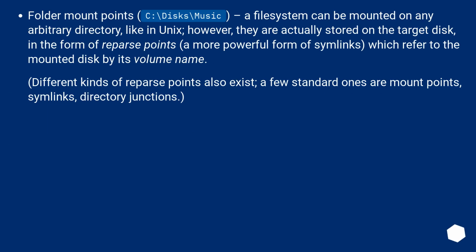Folder mount points, C:\disks\music\. A file system can be mounted on any arbitrary directory, like in Unix. However, they are actually stored on the target disk, in the form of reparse points, a more powerful form of symlinks, which refer to the mounted disk by its volume name. Different kinds of reparse points also exist. A few standard ones are mount points, symlinks, directory junctions.